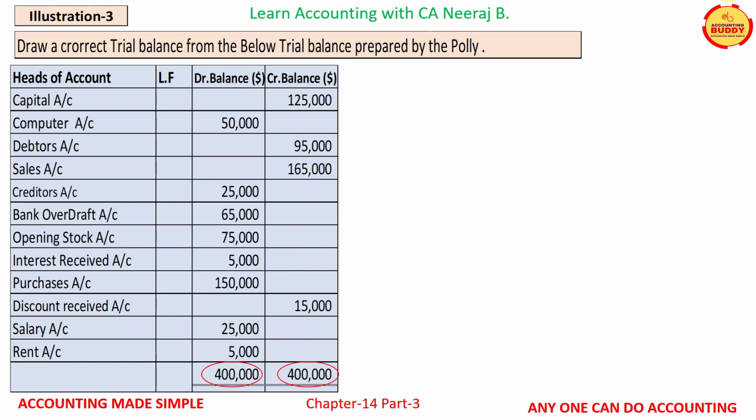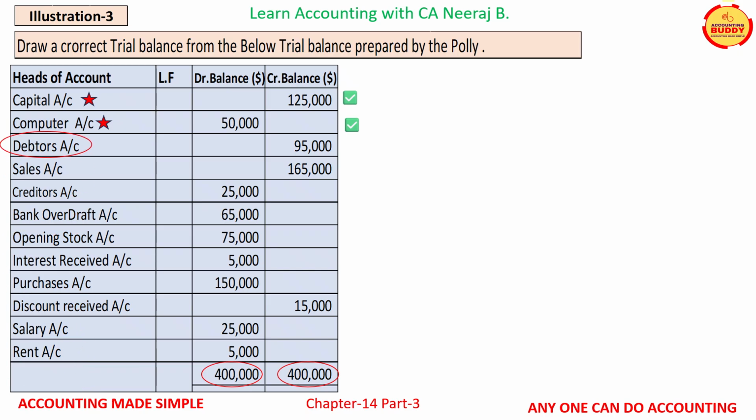Now let us analyze each account head whether it is placed in the correct column. Capital account represents the amount business owes to its owners. Therefore, $125,000 is correctly placed in the credit column. Computer account represents the assets of the business and it is correctly placed in the debit column.